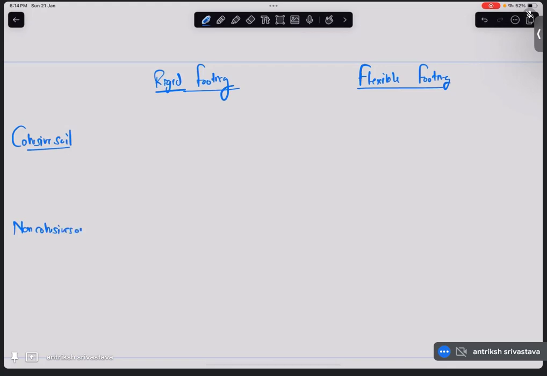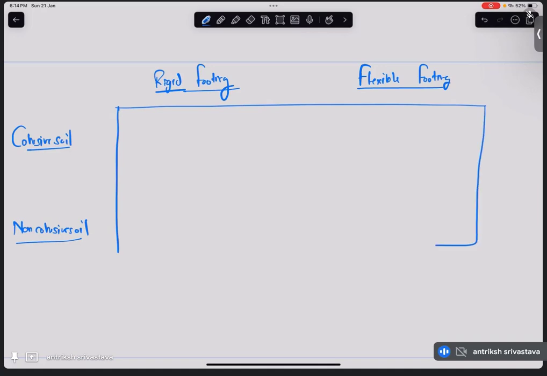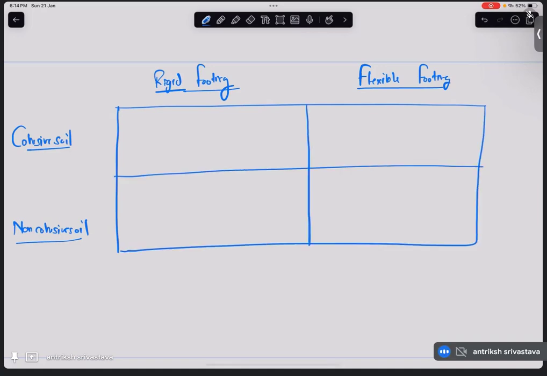So the answer to this particular question will end as soon as you know that in case of rigid footing you have uniform settlement, and in case of flexible footing you have uniform contact pressure. But just for completeness, I am going to write all these scenarios.